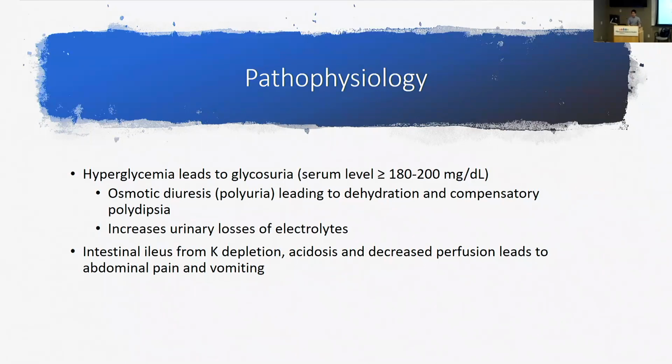Presenting signs of DKA or diabetes in general. The other issue with the osmotic diuresis is, along with free water, it starts to pull electrolytes, and so that's where you get into a lot of your electrolyte losses and the electrolyte derangements, which we'll talk about a little bit more. But a large portion of that comes from urinary losses. In addition, once you start to get those electrolyte losses, particularly potassium, you can develop intestinal ileus. That, along with acidosis and decreased perfusion, leads to the abdominal pain and vomiting that we frequently see in these kids.